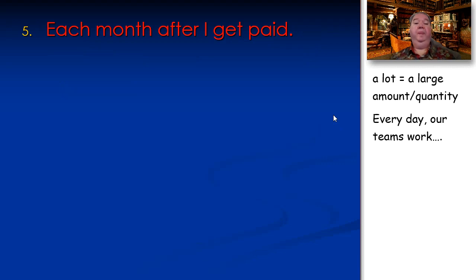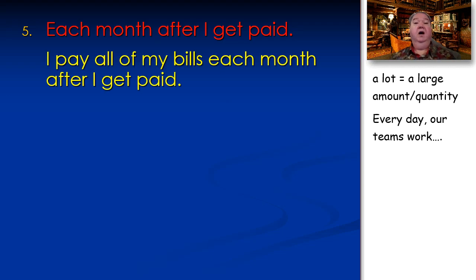So this is a good example using that in both ways. Number 5, each month after I get paid. What's missing here? Each month after I get paid, what? What do you do? This is an incomplete thought. How do we fix it? We complete the thought. I pay all of my bills each month after I get paid.